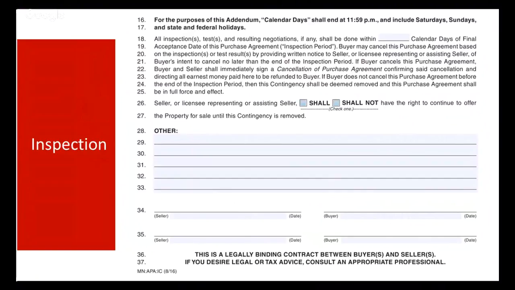If the buyer does not cancel this purchase agreement, this is the important one. If the buyer does not cancel this purchase agreement before the end of the inspection period, then this contingency shall be deemed removed and this purchase agreement shall be in full force and effect. That's a big deal. It used to say, hey, if we don't reach an agreement by the end of this timeline, well, then we can have a canceled deal, right? But now it basically says, hey, buyers, if you don't kick us something or we don't come to an agreement by the end of this timeline, you're basically moving forward on the property.